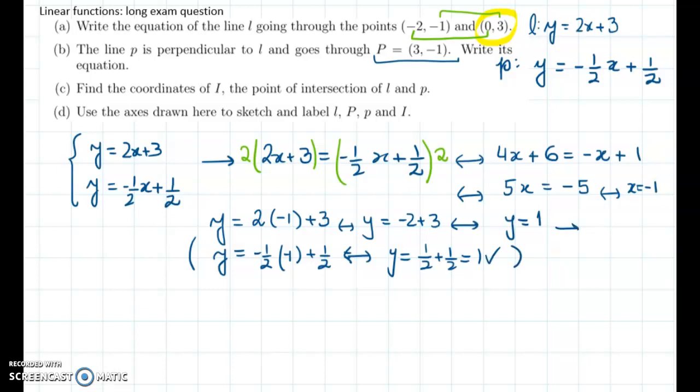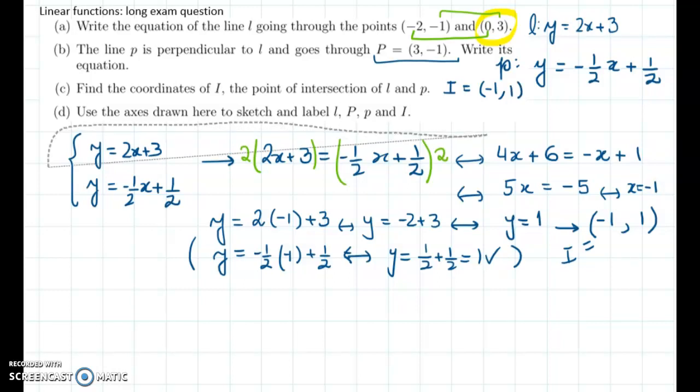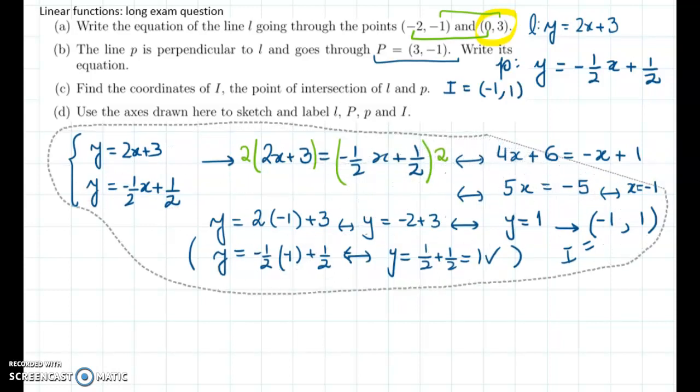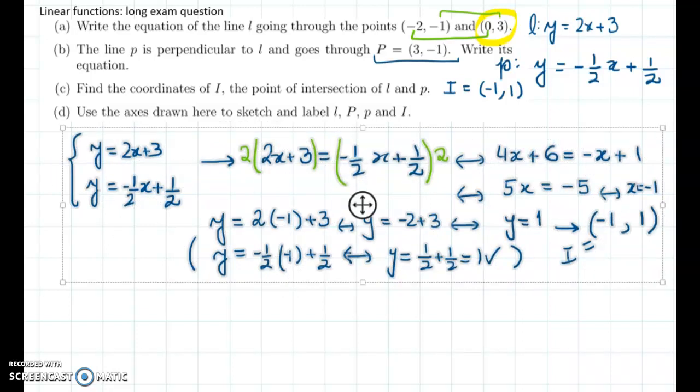So what we found is that for the value of x, -1, and the value of y, 1, that point is both in the line P and the line L. So this is the point of intersection that we call capital I. So let me write it over here so we keep it. Capital I is equal to (-1, 1). And once again, I'm erasing our beautiful and very important work because we don't have space.